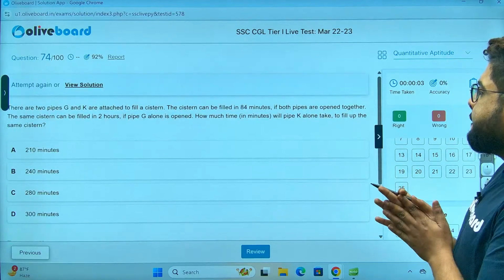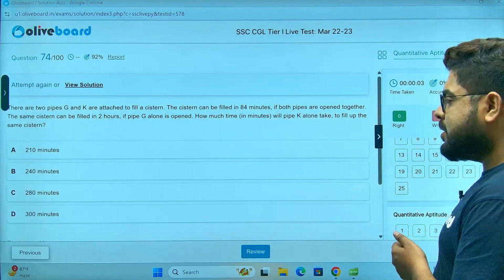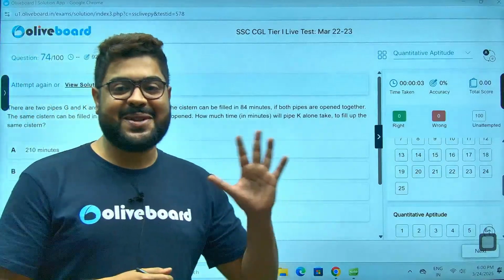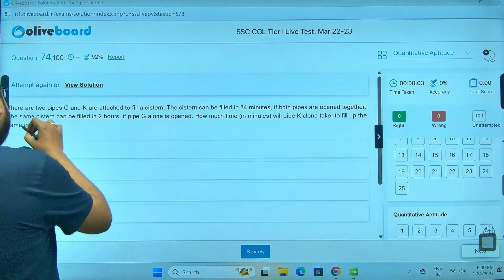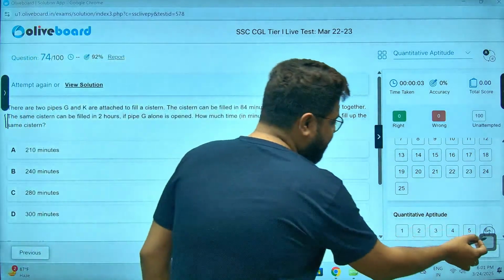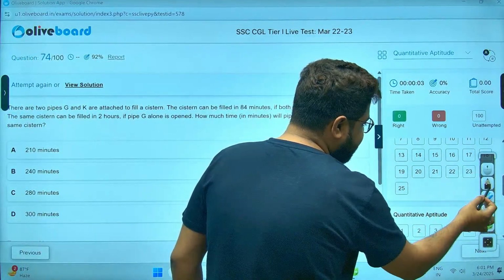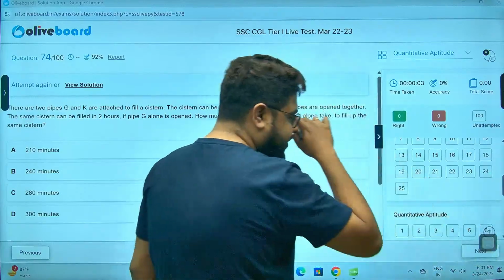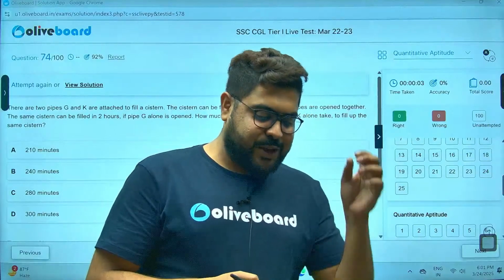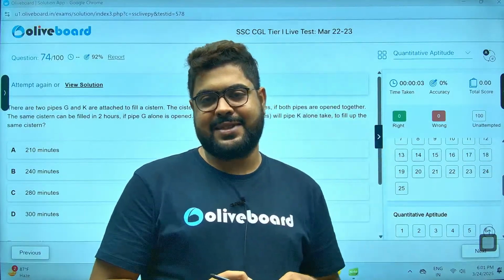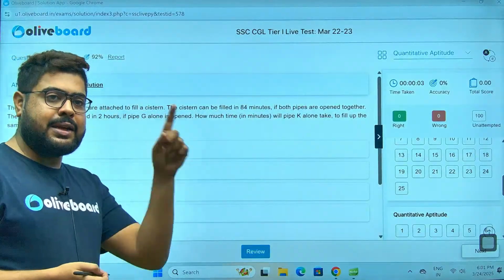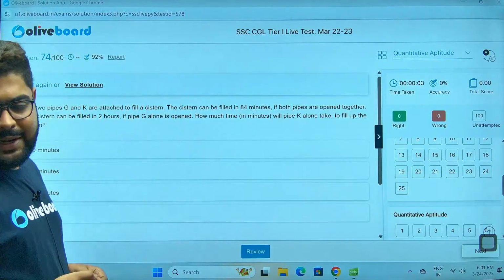Moving on. Pipe and cistern. Something happened to the paper setter. Pipe and cistern, time and work, they have given so many questions. The third question in the same paper. Please understand, pipe and cistern and time and work is one such chapter. In one set of SSC CGL this year also, you can expect a similar set where there are 2-3 questions from pipe and cistern, time and work. Another such chapter is speed, time and distance.